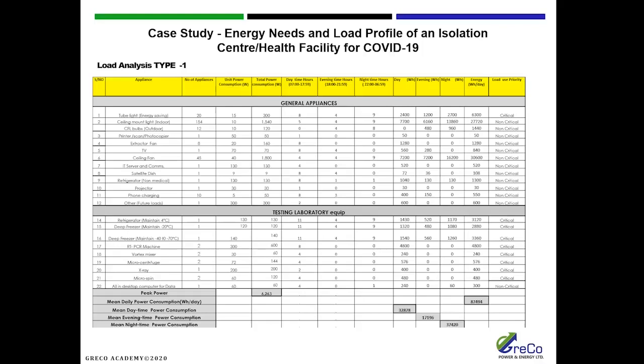At the end, we'll have the total energy watt hour of the day as 87,494 watt hour per day. This is type 1 of the load analysis.